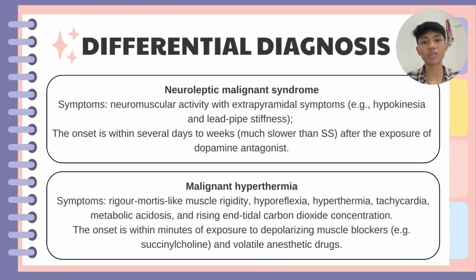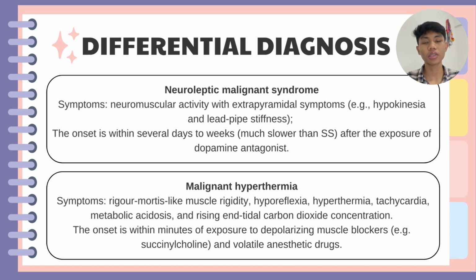So now we will discuss one by one about the most common differential diagnosis of serotonin syndrome. Firstly, we will discuss neuroleptic malignant syndrome, whose symptoms are neuromuscular activity with extrapyramidal symptoms, for example hypokinesia and lead pipe stiffness, and the onset is within days to weeks after the last exposure to a dopamine antagonist, which is a much slower onset than serotonin syndrome.